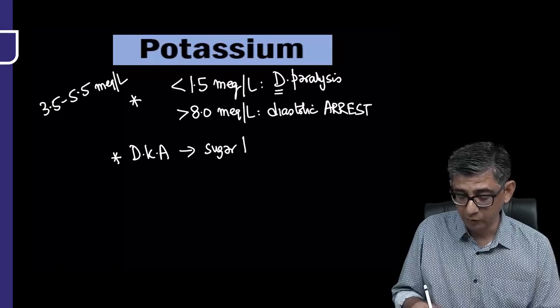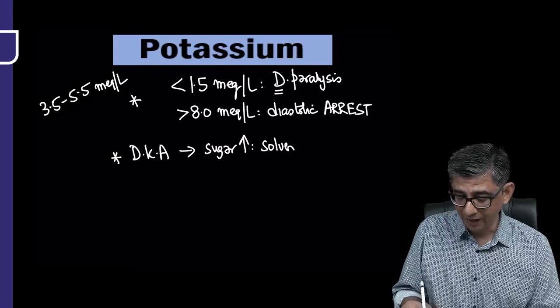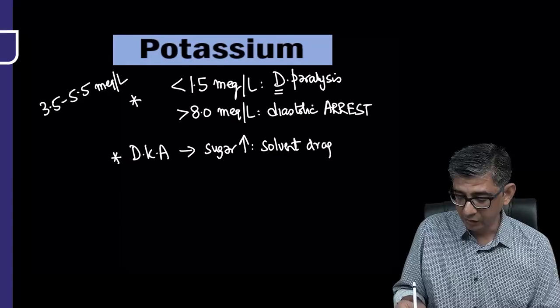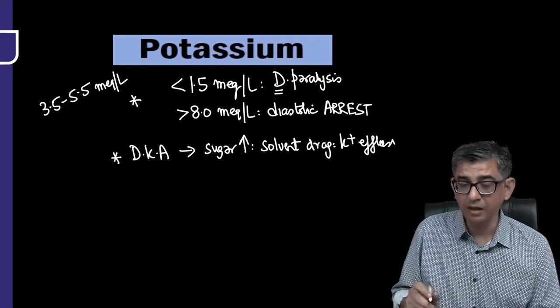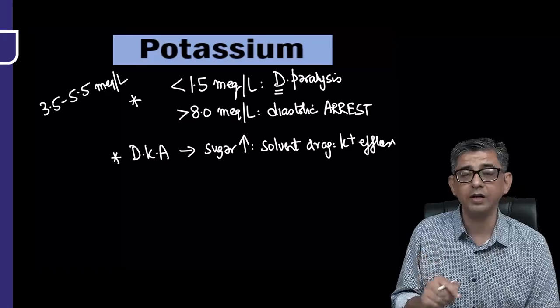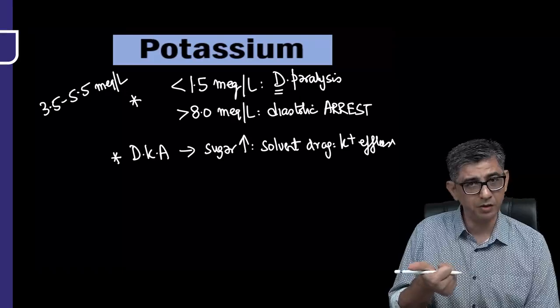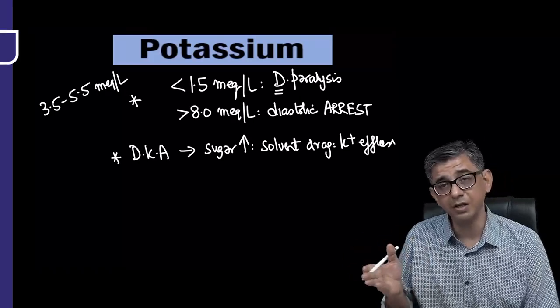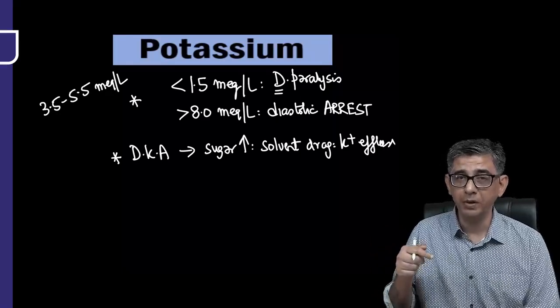Therefore, the sugar values will begin to rise, and this sugar will exhibit a solvent drag, and this solvent drag would then contribute to potassium efflux, which explains why in a patient with diabetic ketoacidosis you read about hyperkalemia at the time of presentation. When you treat this patient with an insulin drip, the insulin drip will do the opposite. It will send potassium to go inside the cells. But at presentation, the values of potassium would be increased.